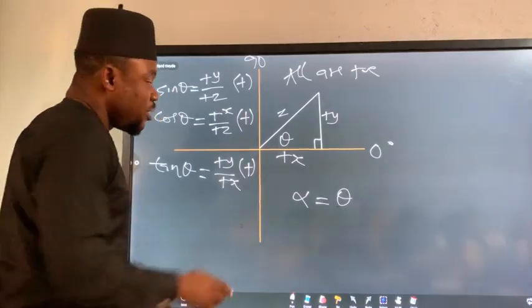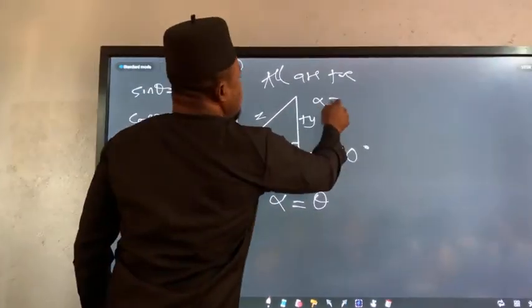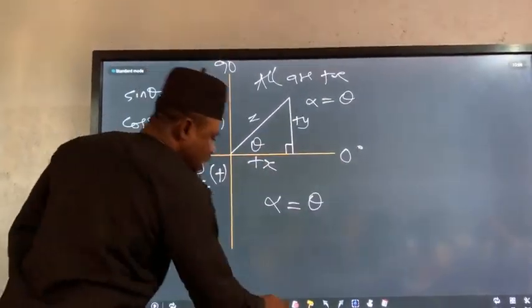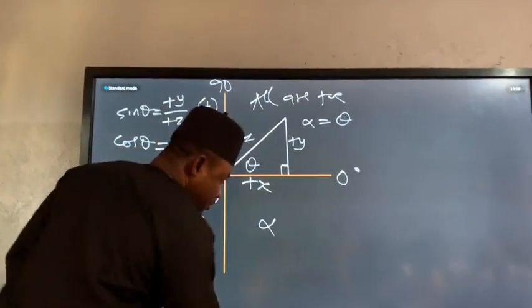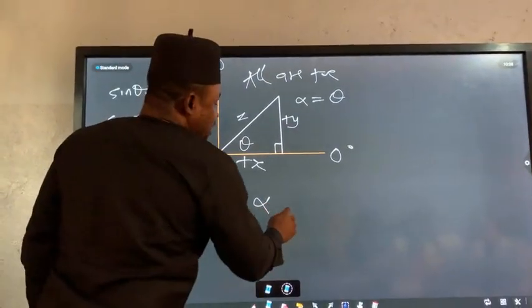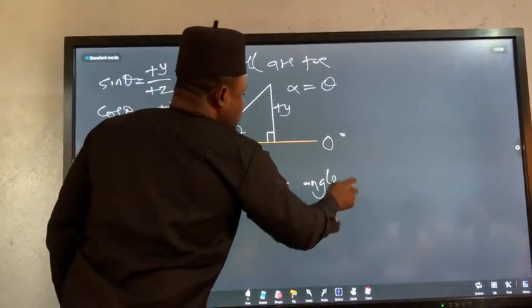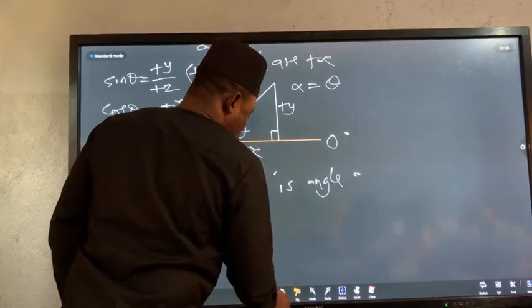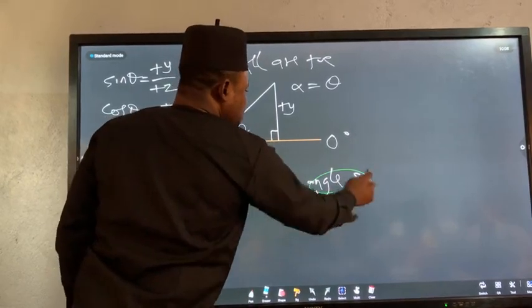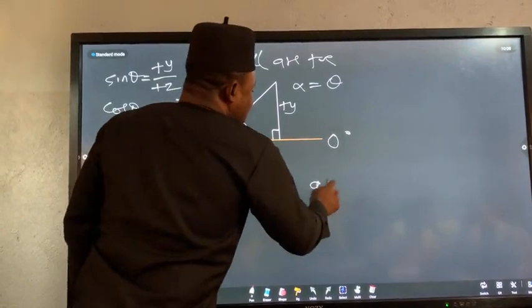Are you with me? And we know that alpha is equal to theta. Note that alpha represents the acute angle value. Do you understand? Alpha is the acute angle value. I'm running too fast. Alpha is the acute angle.